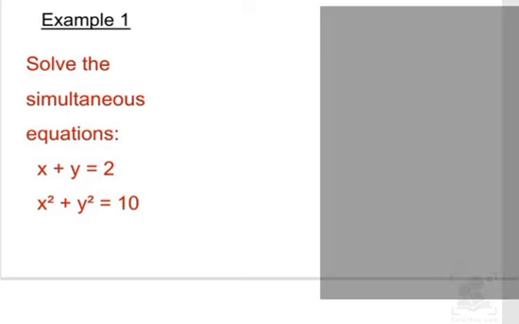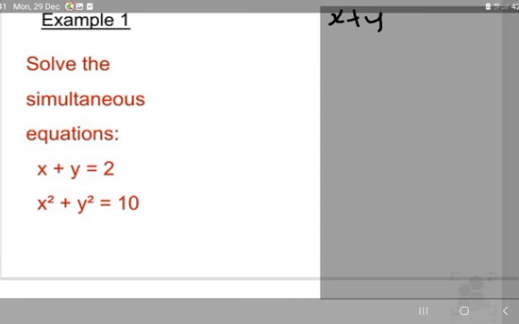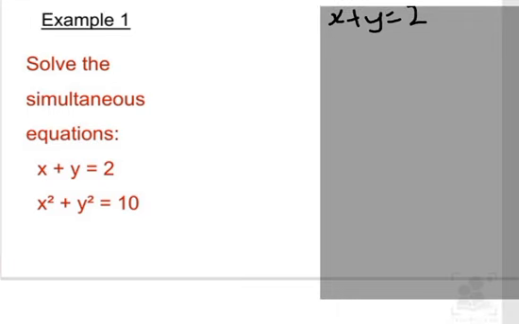So the first example, example 1, says that we should solve x plus y equals 2 and x squared plus y squared equals 10. So we are to solve to find the values of x and y. According to the first step, make a variable the subject. So x plus y equals 2. I am making x the subject. So this means I am going to be having 2 minus y.